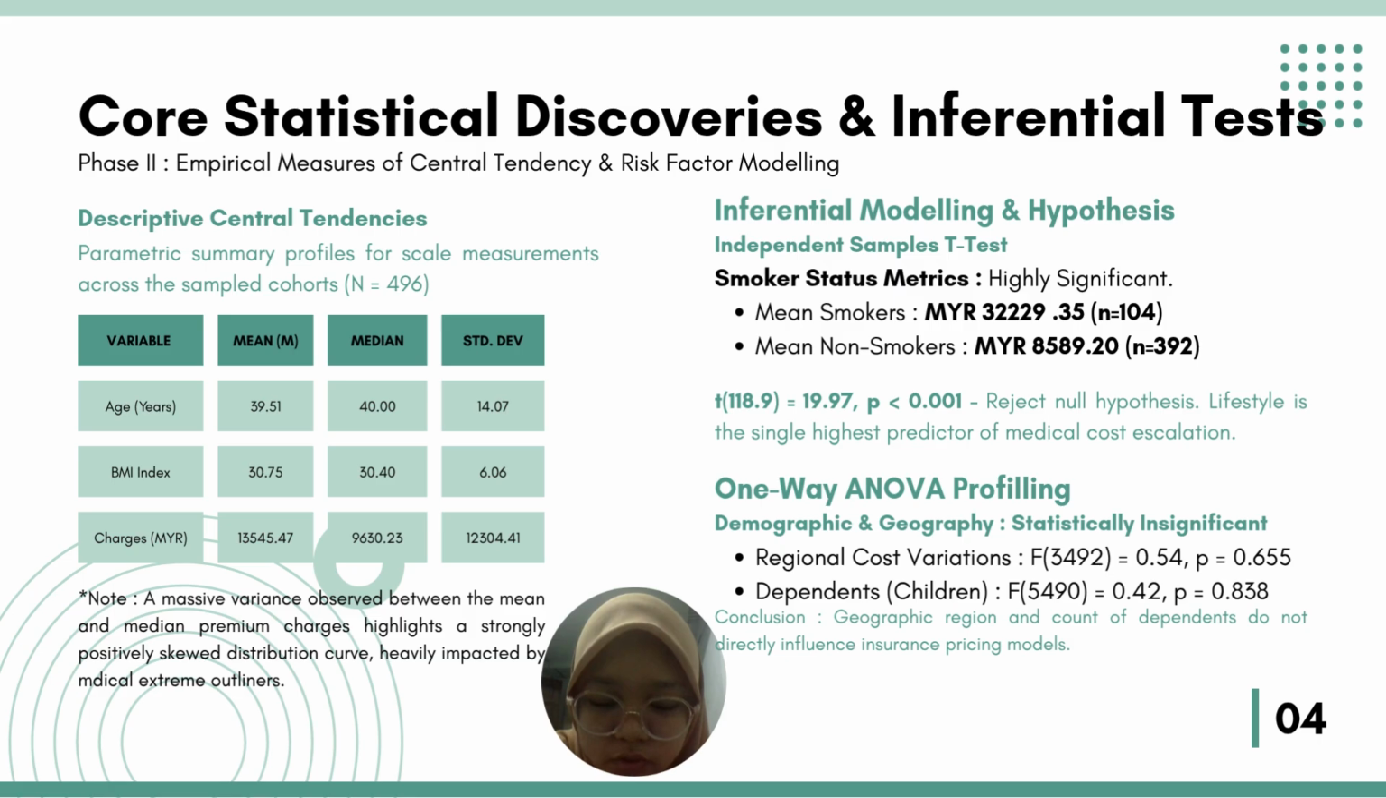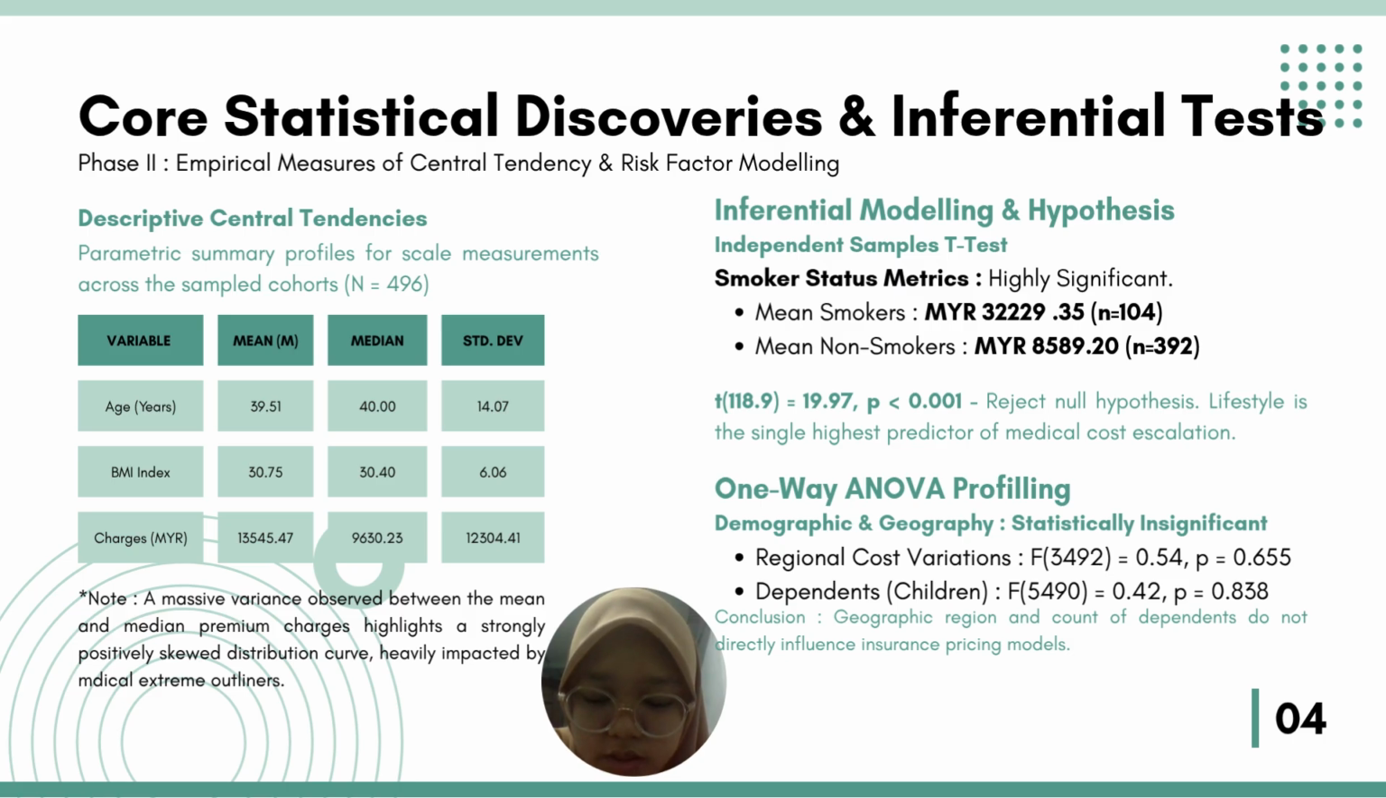In this phase, we focus on measures of central tendency and risk factor modeling. First, under the descriptive central tendencies, we summarize the numerical variables based on a sample size of 496 respondents. The average age of the respondents was 39.51 years, with a median value of 40 years and a standard deviation of 14.07. For the BMI index, the mean was 30.75, the median was 30.40, and the standard deviation was 6.06.